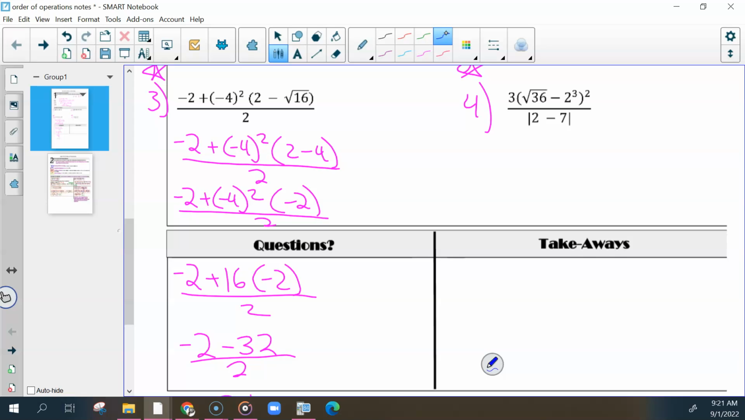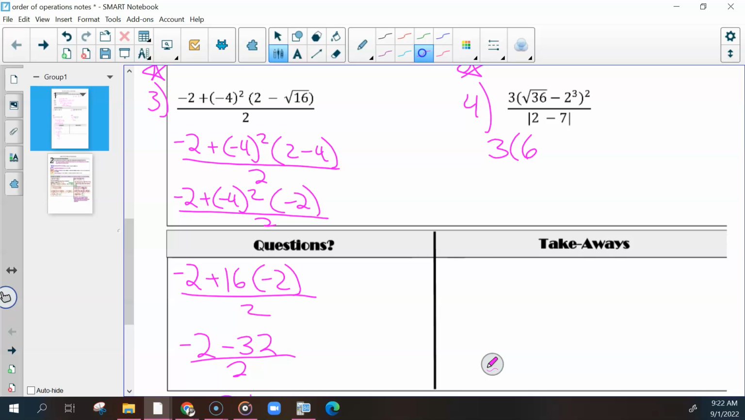Alright, so we have 2 sets of grouping. The order in which we do that grouping does not matter. We could do them at the same time. We could do them one at a time. That part does not matter. So we have to do everything inside here as well as everything inside here. So this has 2 things going on. We would need to take care of the radical and the exponent. What is the square root of 36? 6. For now, you guys can just say these out loud. Do we know what 2 to the 3rd is?